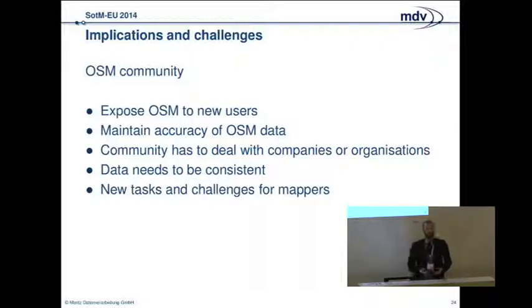I think OpenStreetMap will be exposed to more users that haven't heard of OpenStreetMap before. So this exclusive circle will probably be widened. And another very important thing is that if this data is really used by organizations and also for official purposes, the accuracy will have to be maintained. I mean, until now it's working very well, but it has to stay this way.